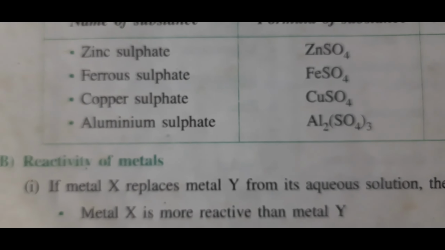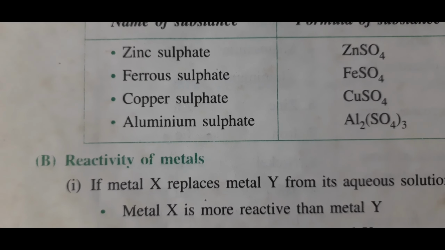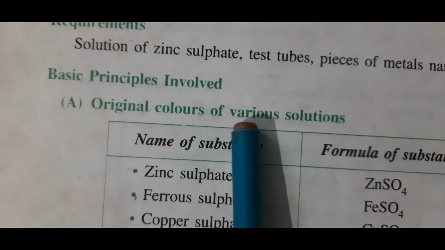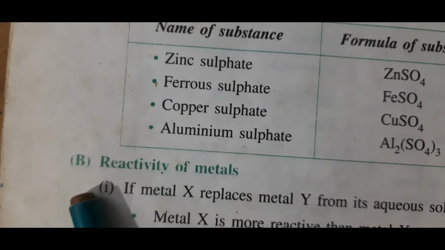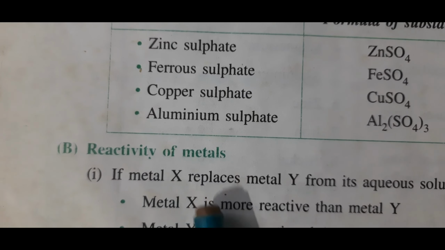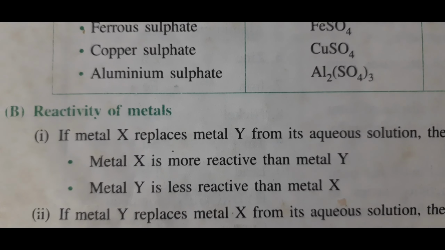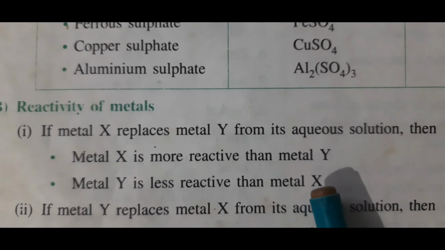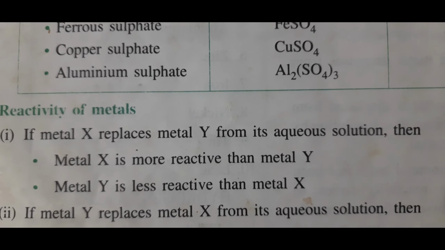Now, next, studying reactivities of the metals. You see, this column is A, the original color of the various substances we are taking. And now this is B, reactivity of metals. If metal X replaces metal Y from its aqueous solution, then what happens?